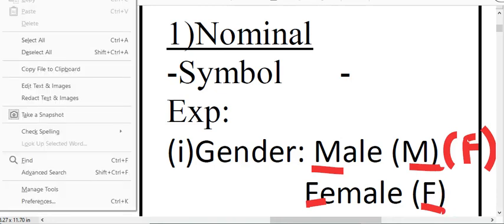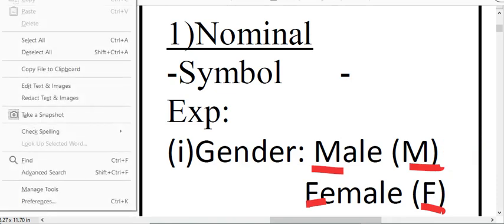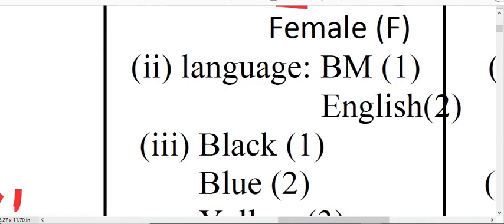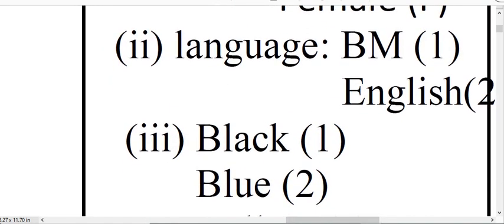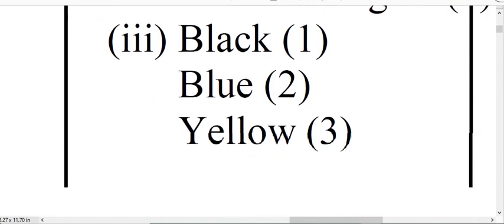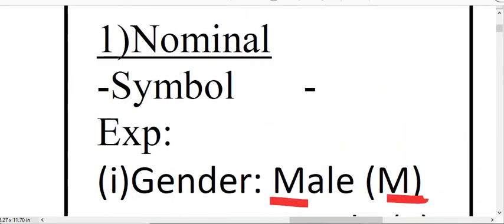So let us continue. What else? You can also name by using numbers. Let's say language: you can put BM as 1, English as 2, like the operator that we are used to. Press 1 for BM, Bahasa Malaysia, press 2 for English, press 3 for Mandarin and so on. You can use numbers to represent. Same thing with colors. But whatever symbol you use, you must name it. So this is about nominal.